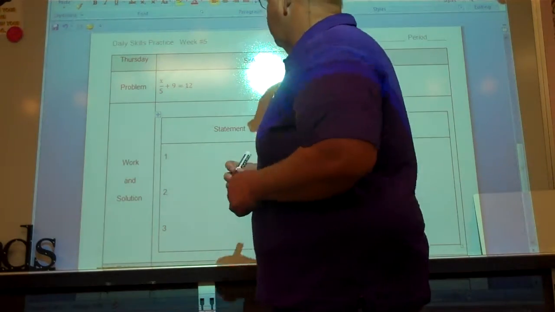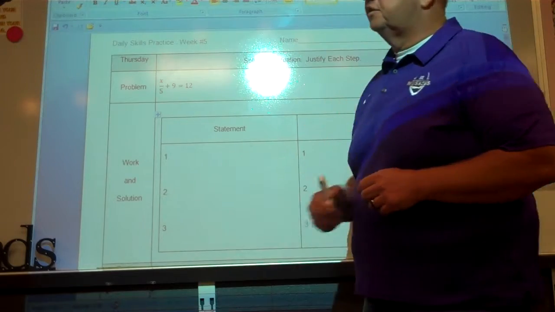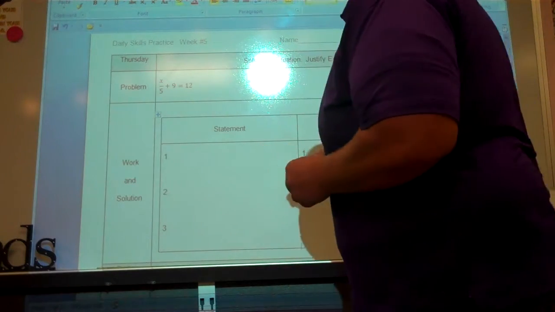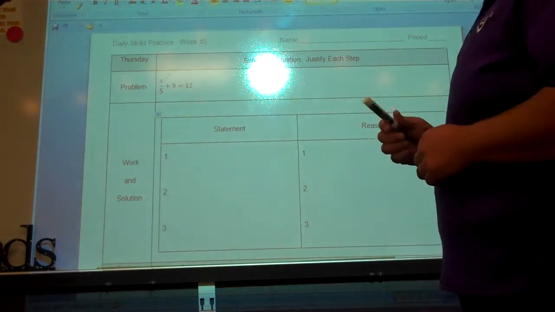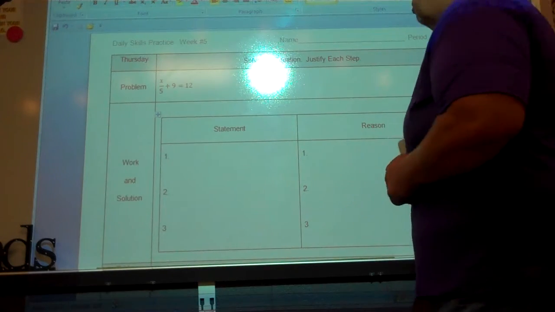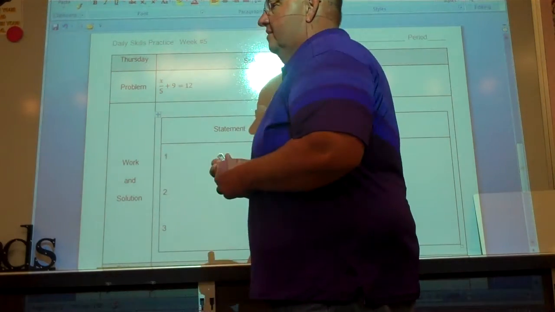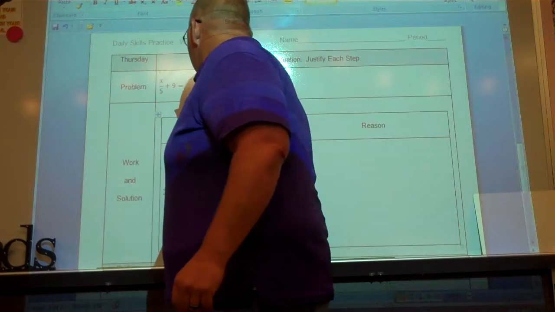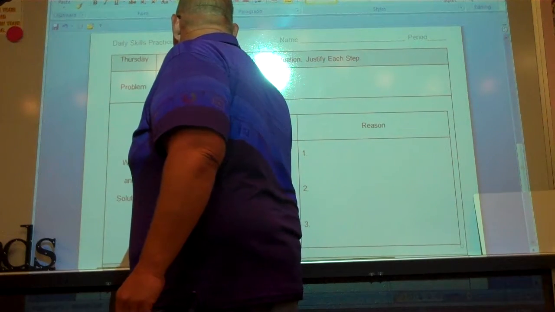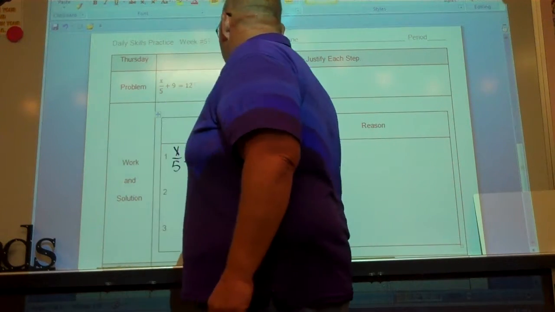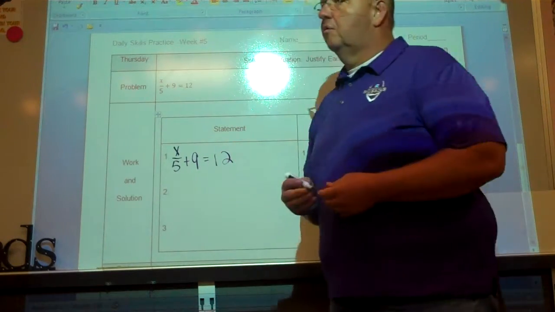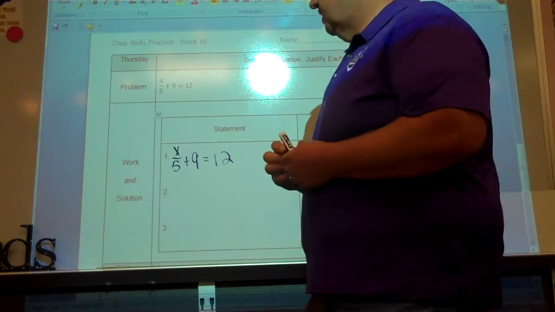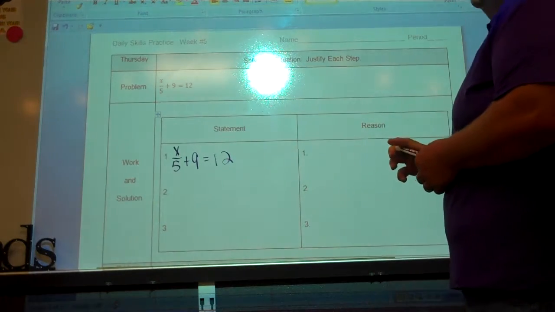Okay, who can tell me what goes in number 1 under the statement on our daily skills practice sheet? What's the first thing we're going to write? The problem. The problem, okay, which is what? X over 5 plus 9 equals 12. Okay, so write that on your sheet. X over 5 plus 9 equals 12.